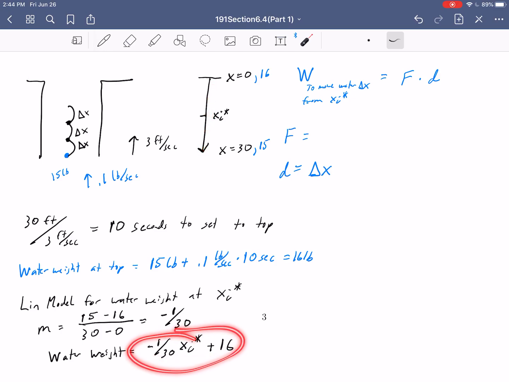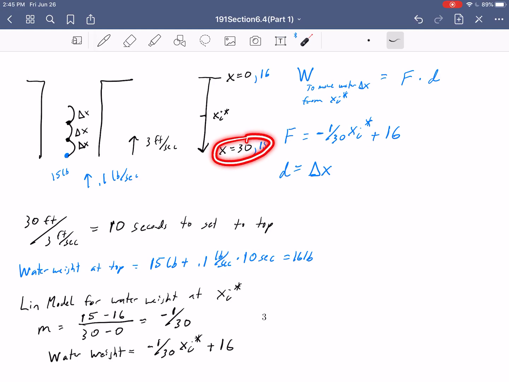So this gives us our force at any particular moment. So we get minus 1/30 xi star plus 16. Now, I do want to make one comment here. It might seem weird to you that we have a negative when we know that the water is actually increasing. And again, that's because of our perspective looking down like this.